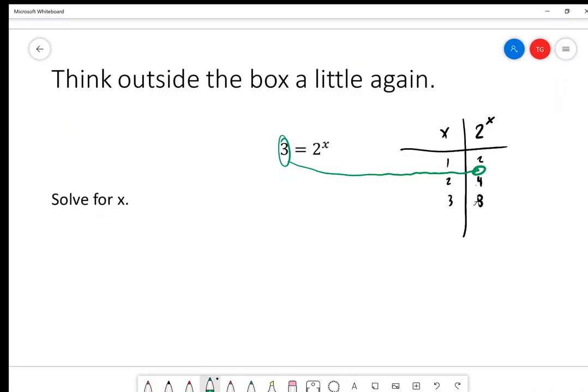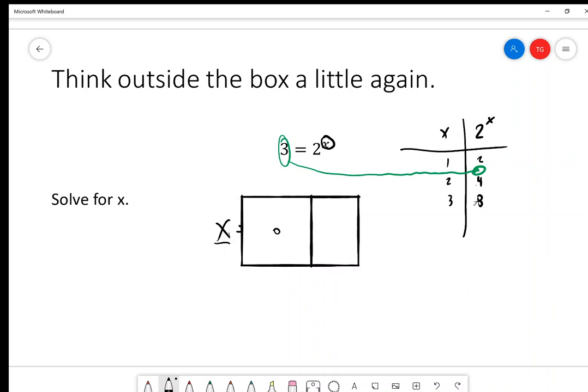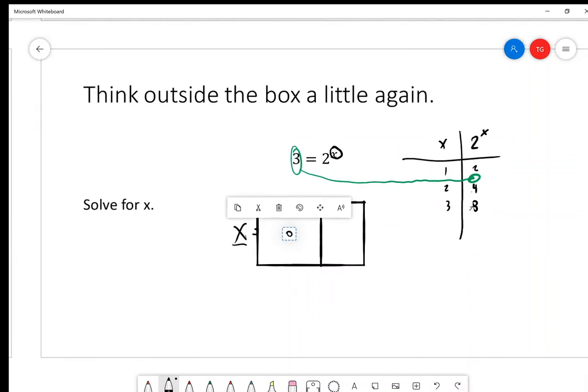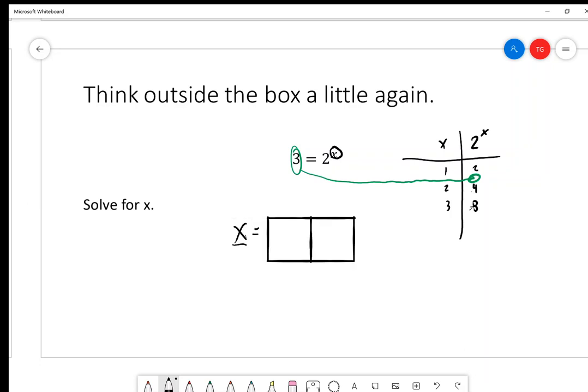And where we're going with this is that there's a way that I can just say what x equals, and not have to deal at all with decimals. I can say an exact answer. You can see x is an exponent here. We're going to learn that the value there is called log base 2 of 3.